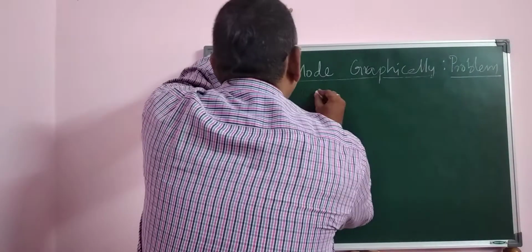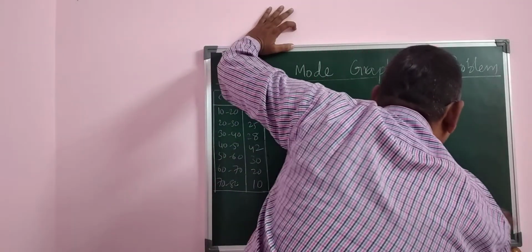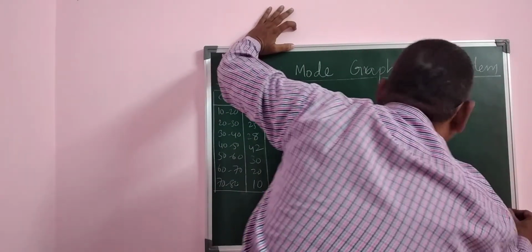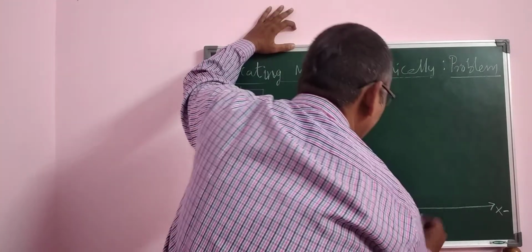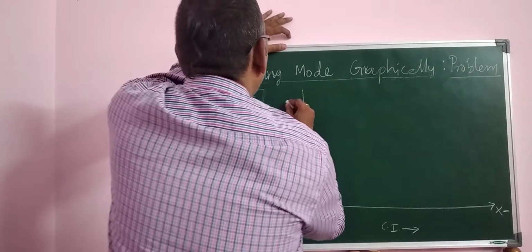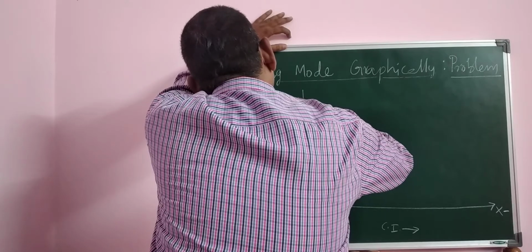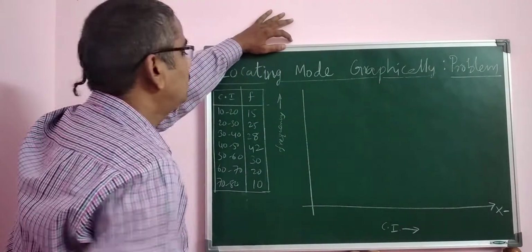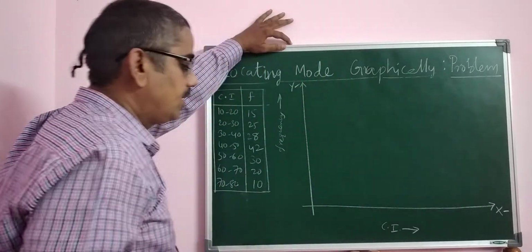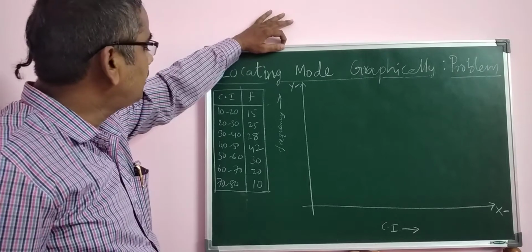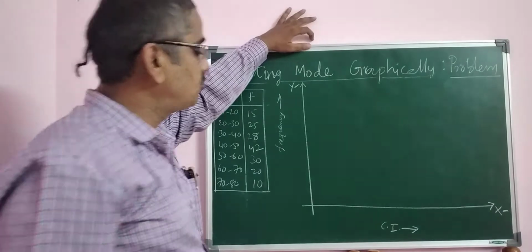So I am explaining, I am starting. On the x-axis I consider the class interval, and on the y-axis I consider frequency. Frequency I have considered on the y-axis. Now I see here the respective frequencies. First of all, I fix a suitable scale.